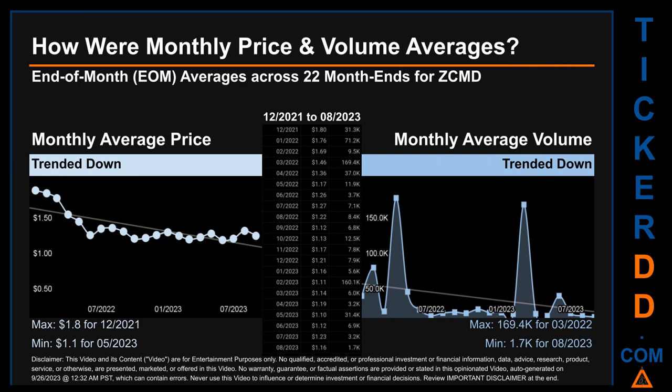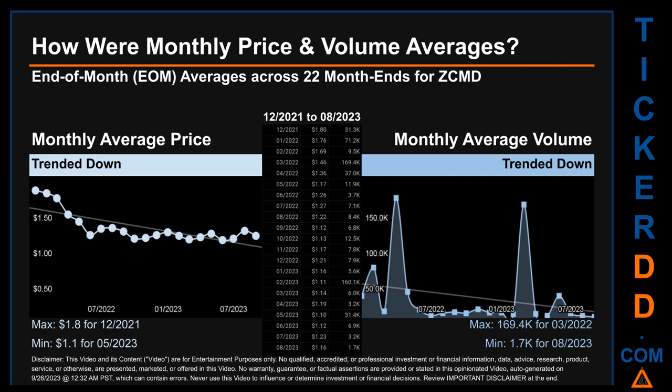How were price and volume averages for ZCMD? Across 445 trading days, there were a total of 22 month ends, of which monthly averages for daily price and volume were calculated. Overall, monthly price average trended down while monthly volume average trended down.